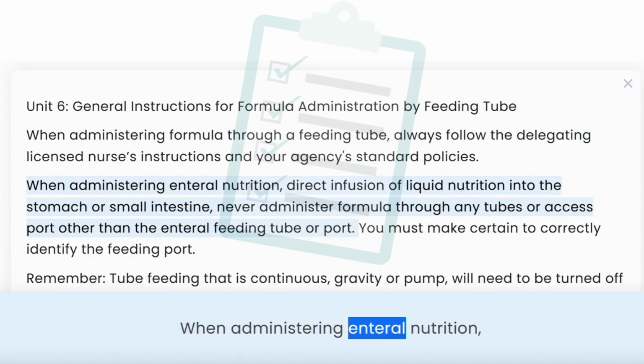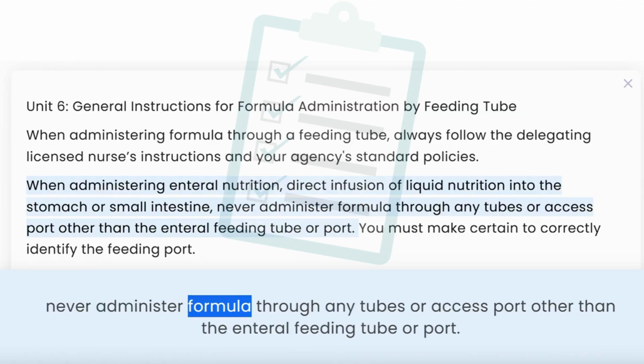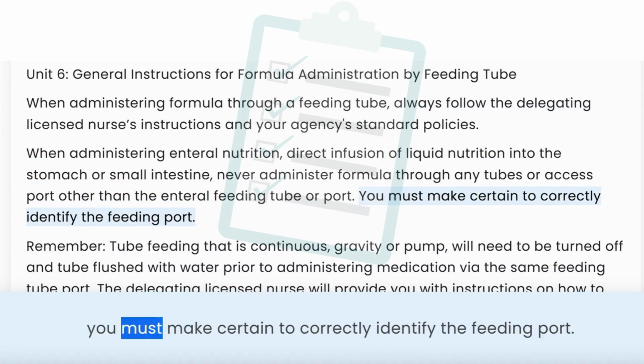Enteral nutrition is the direct infusion of liquid nutrition into the stomach or small intestine. Never administer formula through any tubes or access port other than the enteral feeding tube or port. You must make certain to correctly identify the feeding port.